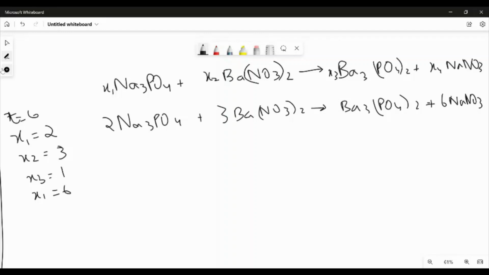So as you can see over here, all of the moles of each individual element are balanced on the left hand side and the right hand side. Sodium is 6 over here, and over here it's 2 multiplied by 3, 6. And same goes for all the rest of the elements, which we can easily verify. So this is how we use linear algebra to balance chemical equations.